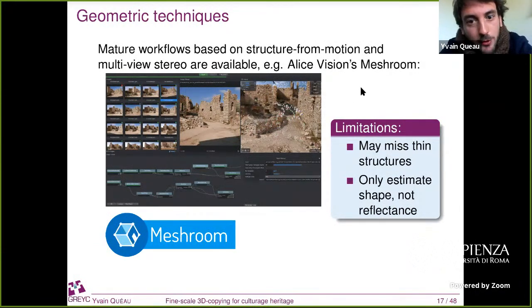Just one slide to tell you what we will not be doing. We will not be doing geometric matching, though these are very famous techniques which are well established, and there exists a variety of very good and easy to use software for doing so. For instance, here I'm showing some software called AliceVision Meshroom, where you can just plug in a lot of images and it will get you a 3D reconstruction of the scene. But with such techniques, you may miss the very thin structures. Another important thing is that such techniques only estimate the shape of the surface and not its material properties.